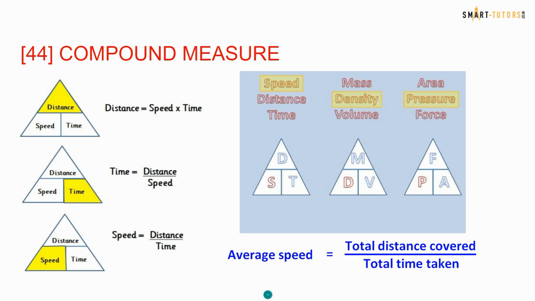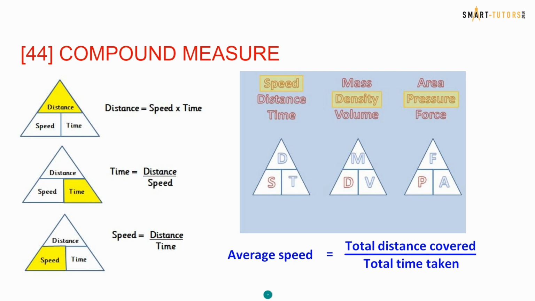The second one is mass, density, volume. If you want the density, it's mass divided by volume. If you want the volume, it's mass divided by density. And if you want the mass, it's density times volume. D times V is M.